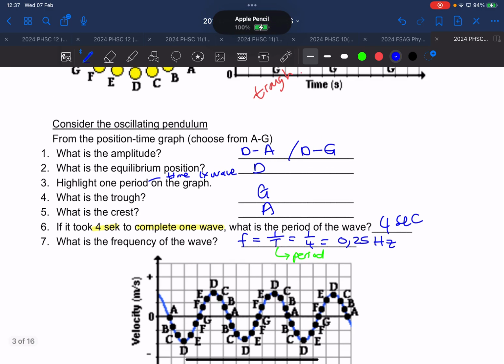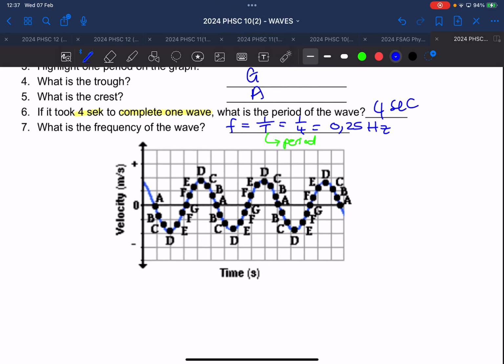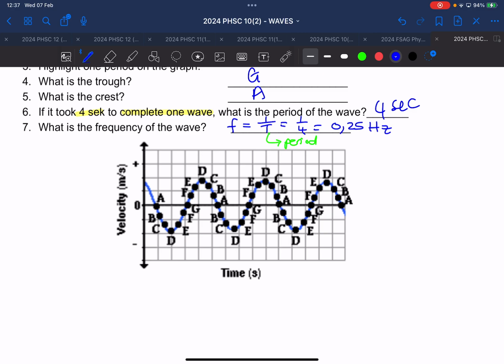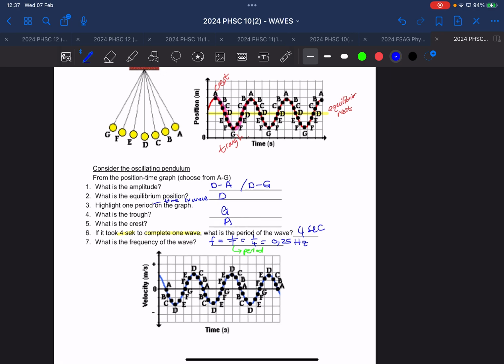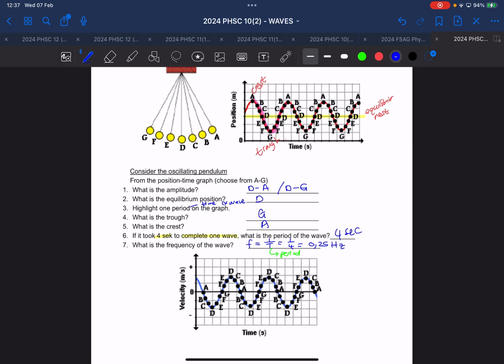Alright. Then the next graph, you do not need to know that well. But what you basically have there is the same scenario, the same pendulum going back and forth and back and forth. But now we have a velocity-time graph. Velocity is the same thing as speed. So how fast does it move?